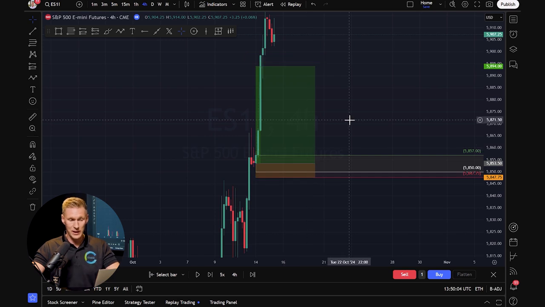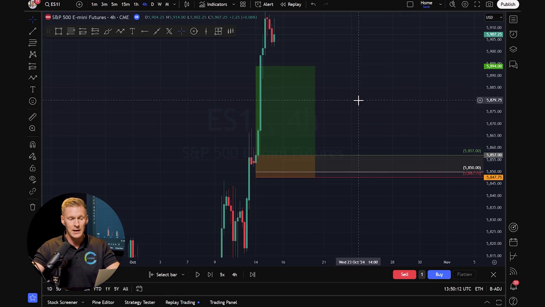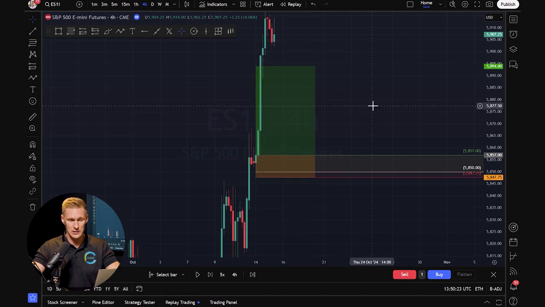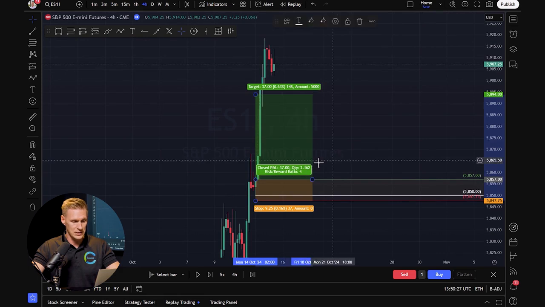For option number 3, that's a confirmation entry. For that, we will move again our entry here to our proximal line. Then we have to wait for the pullback into our zone. And whenever we get a rally from our zone again to the upside, then we get filled. Great. Let's check this together. I'll press the play button.